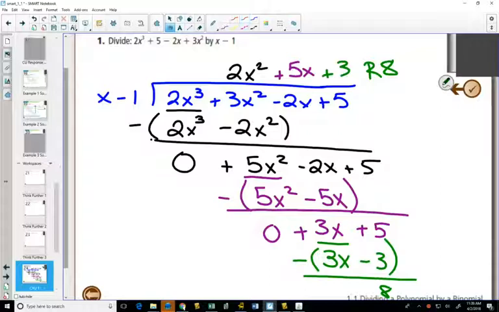So try some of these because you need to become experts at long division: 3 ACD, and number 5.